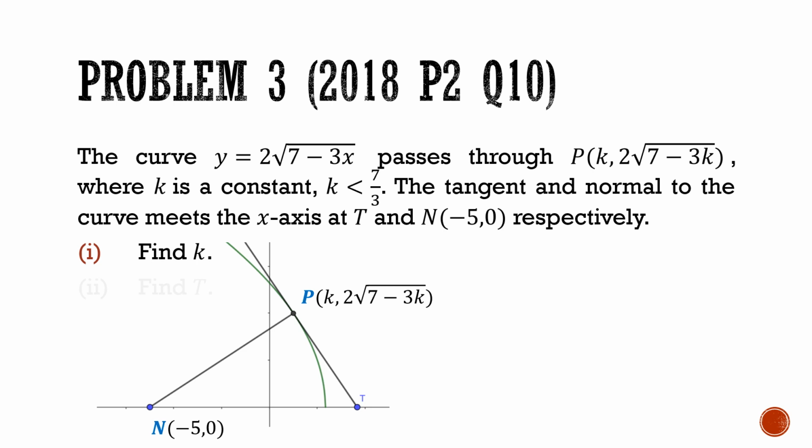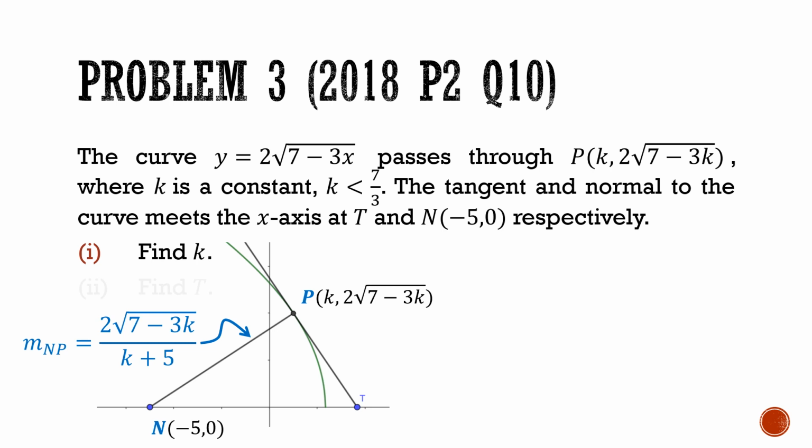We'll find the gradient of the normal, and we can find this using the formula (y2 minus y1) over (x2 minus x1). This will give us the gradient of NP. So it will be (2 square root of (7 minus 3k) minus 0) divided by (k minus -5). So the denominator can be simplified to k plus 5 here. Next, we'll work out the gradient of the tangent PT in terms of k.